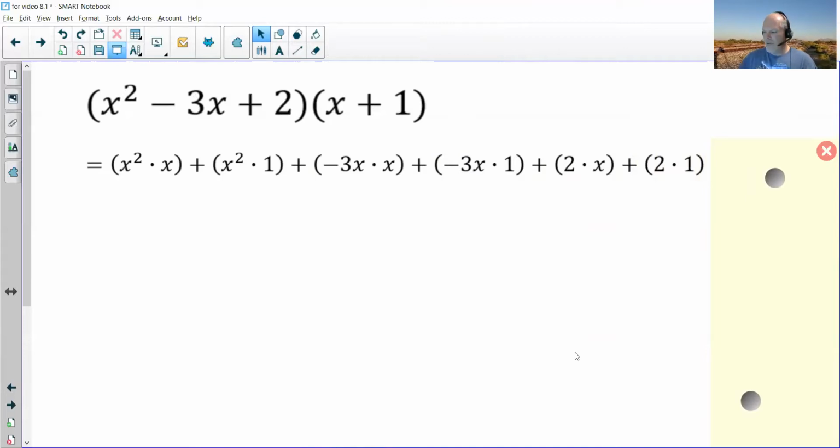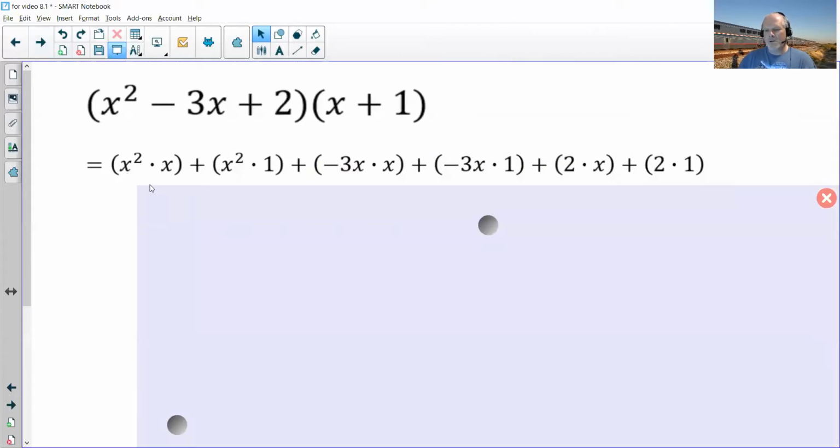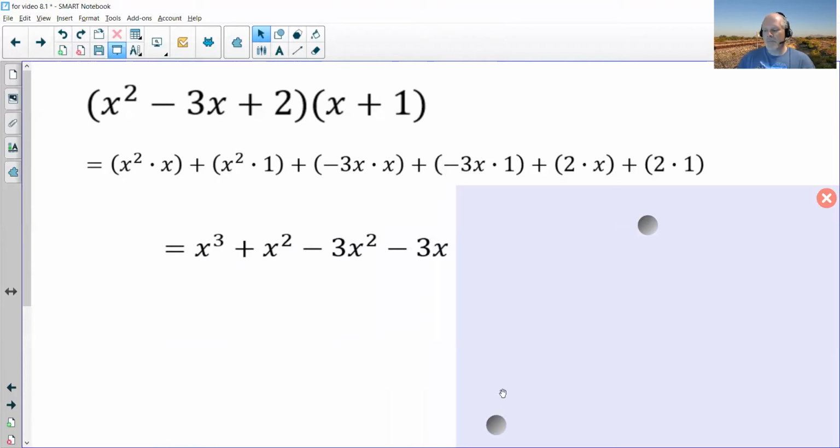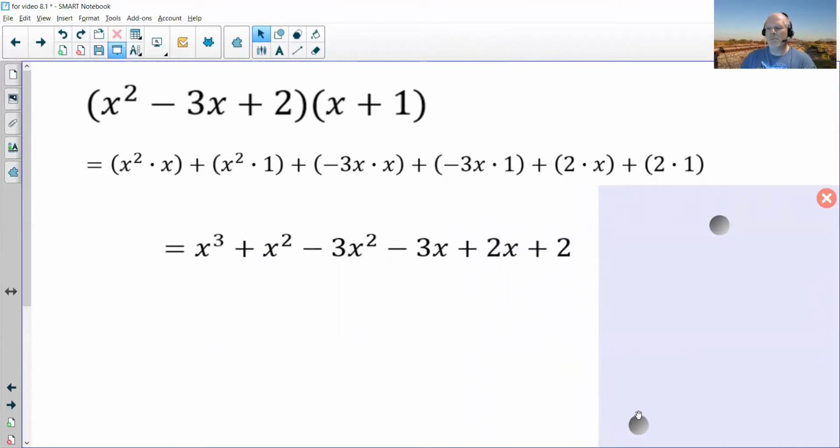Now I have a lot of simplifying to do here. X squared times x is x cubed. X squared times 1, of course, is itself. Negative 3x times x is negative 3x squared. Negative 3x times 1 is itself, negative 3x. 2 times x is plus 2x, and 2 times 1 is plus 2.